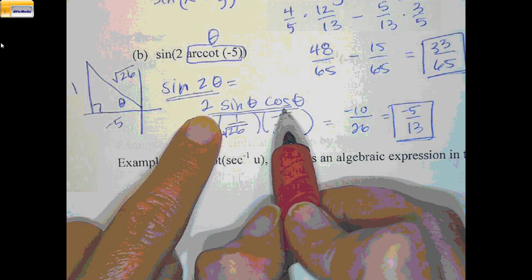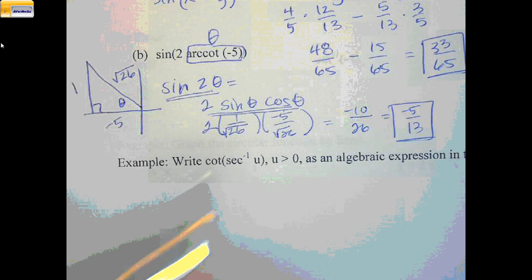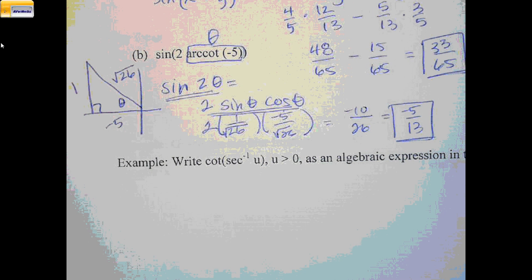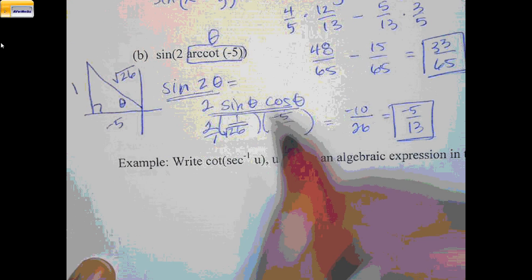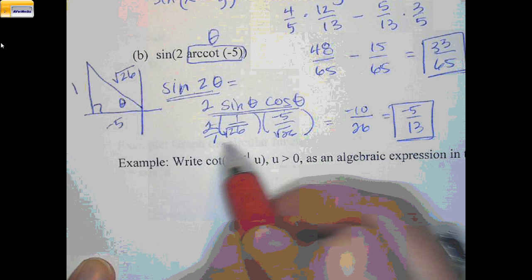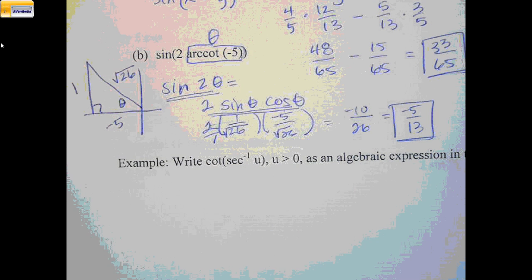Maybe? Whenever you did 2 times that, it's 2 over 1 times, like you multiply the tops and then multiply the bottom. Yep. Okay. Questions?